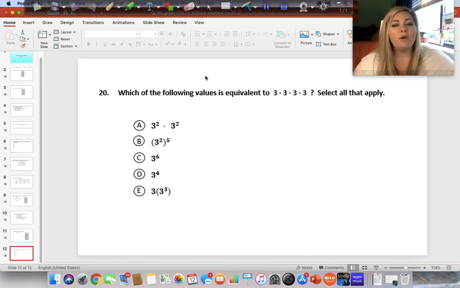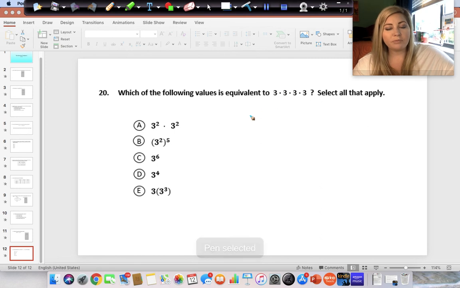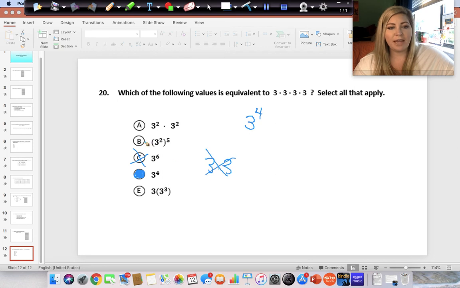Okay, last one. Which of the following values is equivalent to 3 times 3 times 3 times 3? Select all that apply. Well, if we had 3 times 3 times 3 times 3, there's 4 3s. So 3 to the 4th power would be 1. That's this one, D. Okay, so it's not going to be 3 to the 6th power, right? Because there's only 4 3s. So that wouldn't work. We don't have 3 to the 2nd 5 times. That would be 3 times 3, and then doing that 5 times, that wouldn't work because that would be 10 3s.